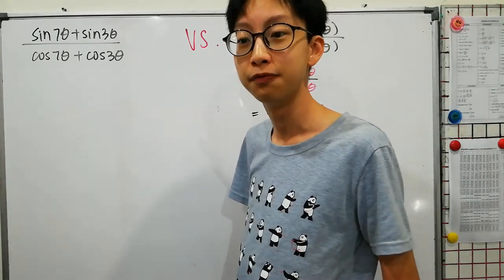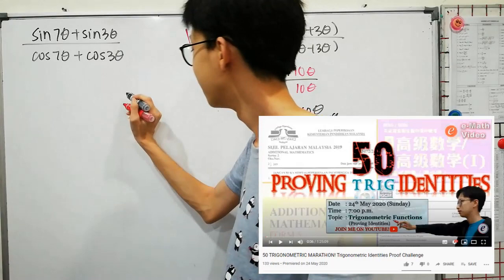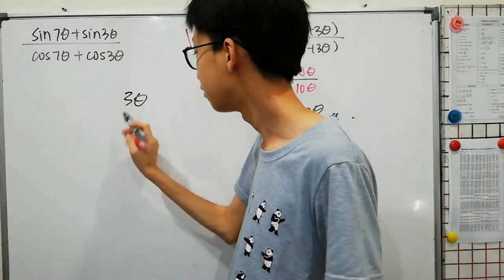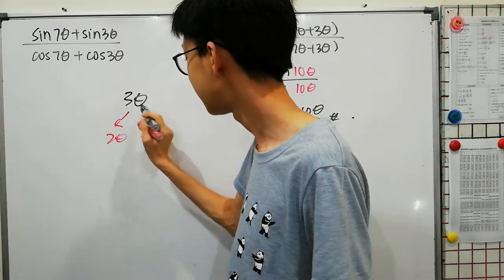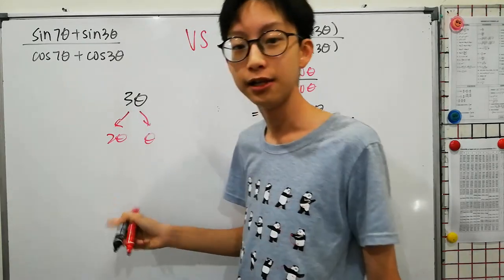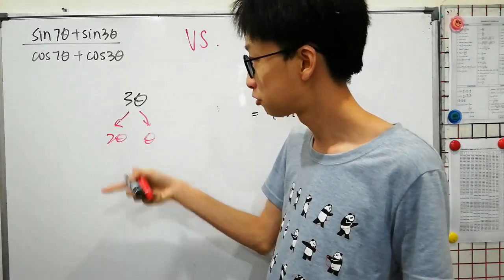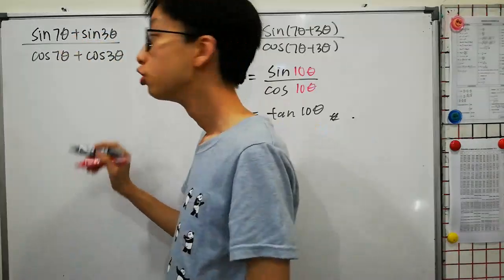Remember what we did in trigonometric proofs when we have a 3 theta, because we don't have a formula for the triple angle, right? What we did was split this into 2 theta and theta so that we can use the compound angle formula plus the double angle formula. Maybe we will try to do it here.